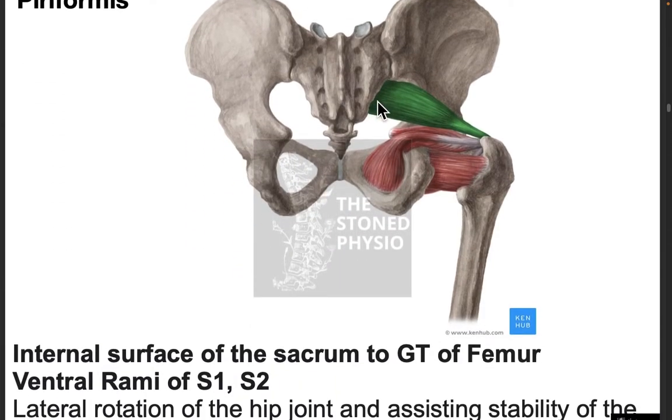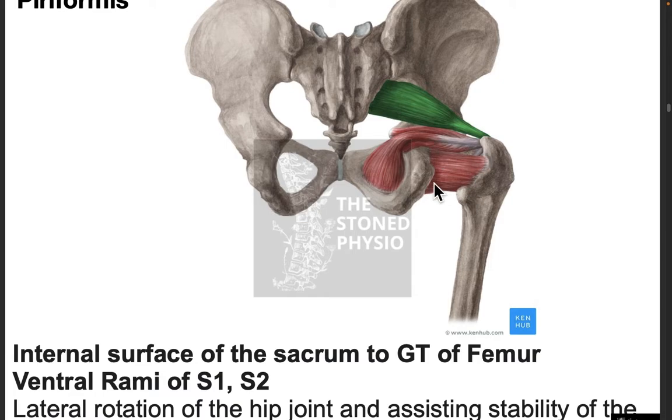Piriformis is the only muscle, all these muscles are getting inserted on the femur, or you can say more or less on the greater trochanter of the femur, but the piriformis is the only muscle which is coming from the sacrum. The rest of the muscles come from the innominate bone. These muscles are coming either from the pubis or from the ischium. But only the piriformis is getting inserted on the greater trochanter but has its origin from the sacrum. Okay, this is the piriformis.